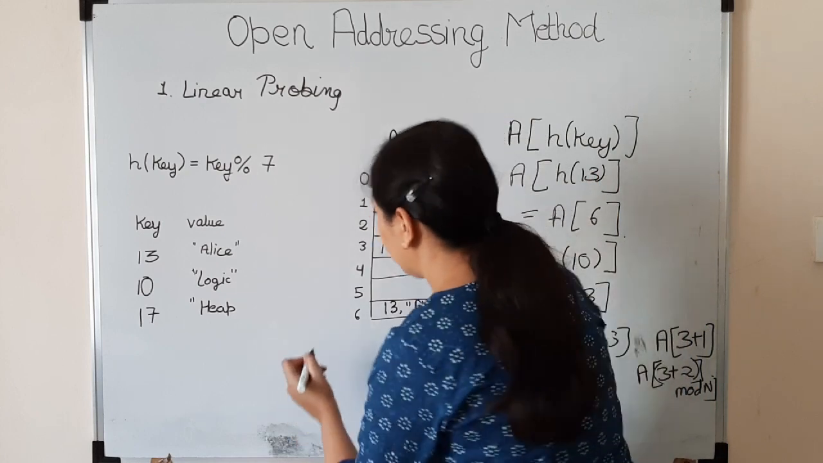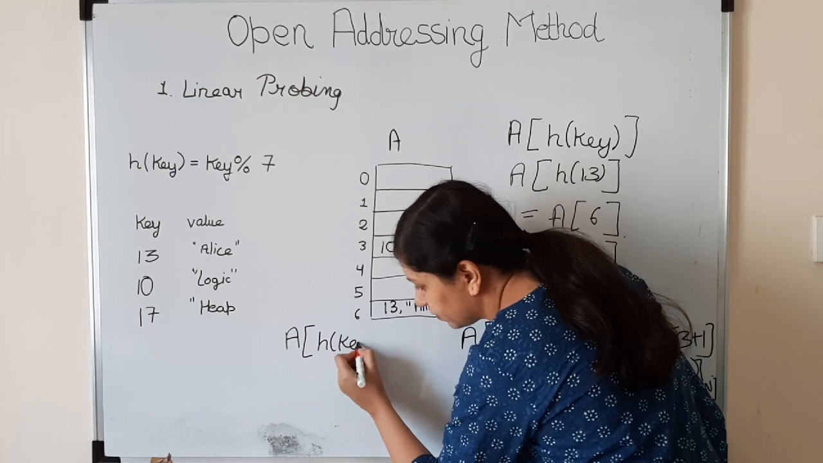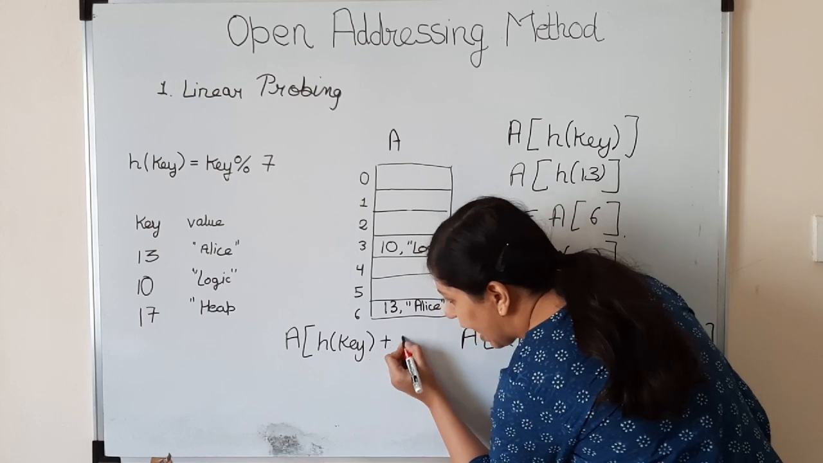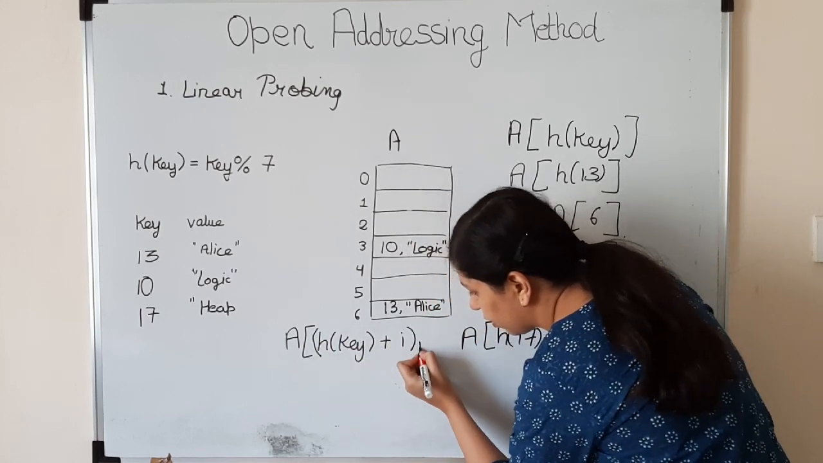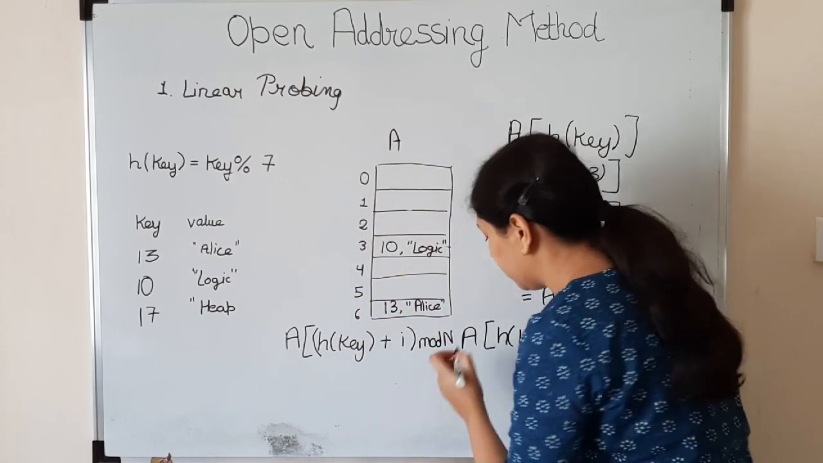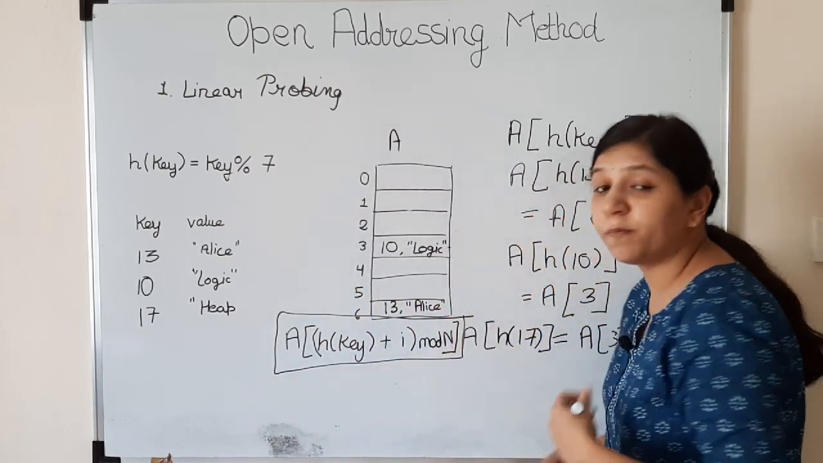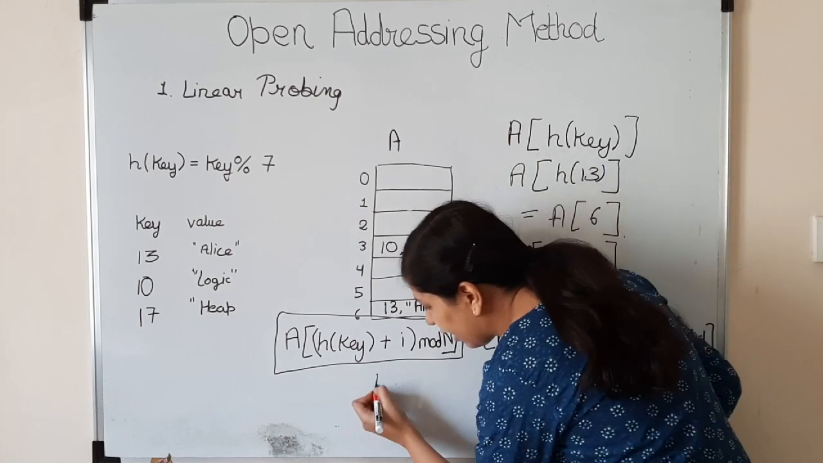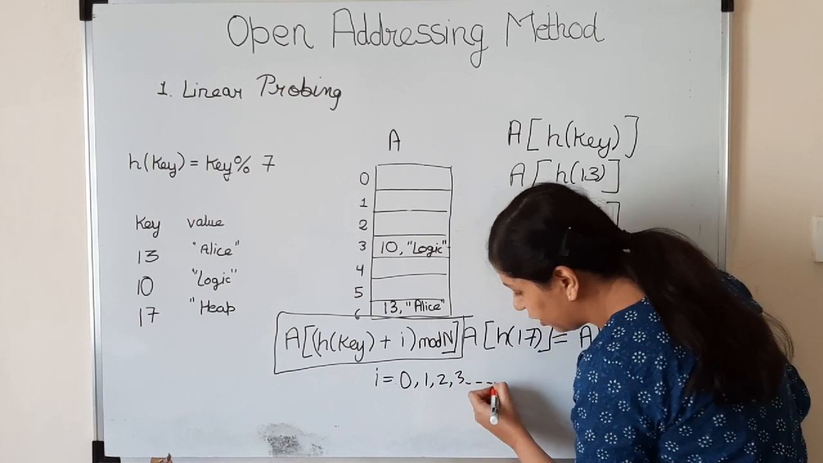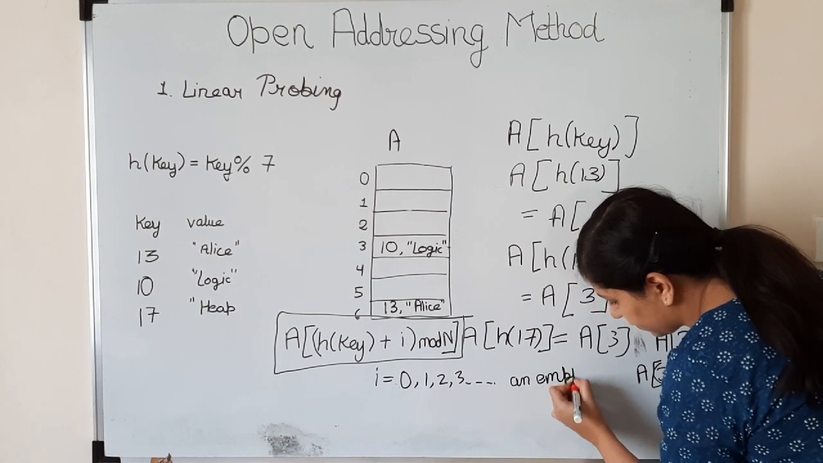So the logic here becomes: you will start with A of H of key, whatever index it gives you, plus i, mod n, where n here is 7, the capacity of your hash table. So this is the approach you will use to probe your hash table. And i will start from 0, 1, 2, 3, until you find an empty slot.